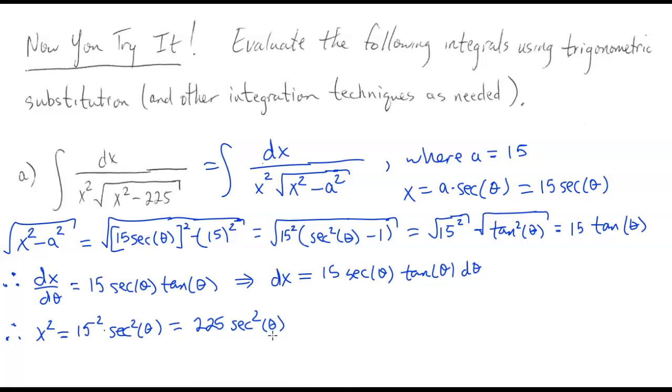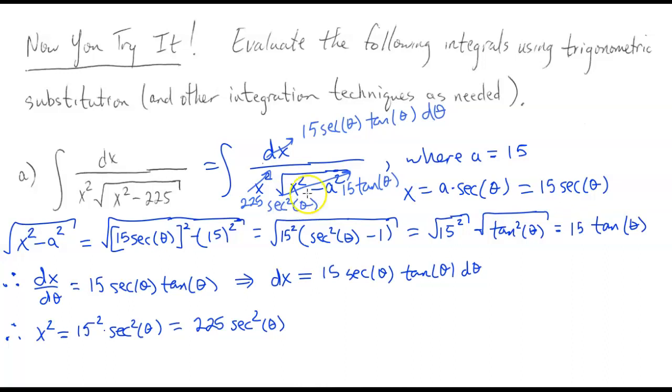So now that we have all of that information, we can go and substitute all that in, okay? And just to make sure that we're all on the same page here, we know that this dx is now going to be this 15 secant theta tangent theta d theta. We know that the square root of x squared minus a squared, we've already figured that out. All of that is just going to be 15 tangent theta. And of course, this x squared here is just going to be 225 secant squared theta.